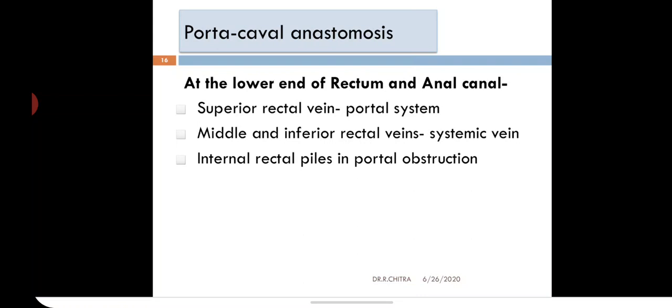At the lower end of the rectum and anal canal, the superior rectal vein is the portal system vein. The middle and inferior rectal veins are the systemic veins. In portal obstruction, the superior rectal veins will be distended, causing internal rectal piles. So what will be the symptom? Bleeding along the sides of the fecal material in defecation.